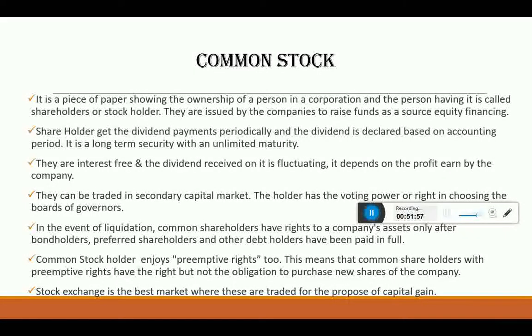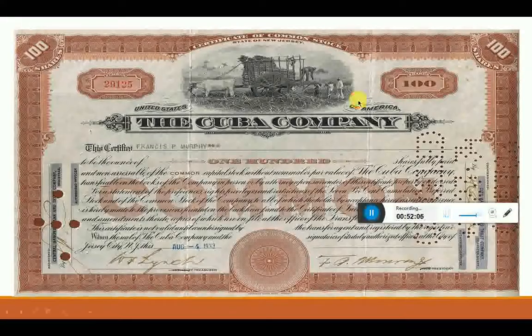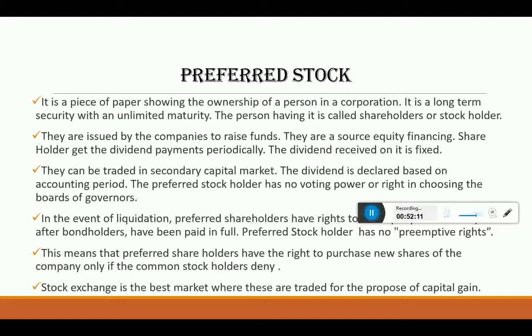So the best example of the common stock market is the stock exchange. Next, this is the specimen of the common stock. Now we have preferred stock. Preferred stock is the same as common stock. It's the same thing, but the only difference is that it has a fixed amount of dividend. The amount of dividend is fixed here. It's not fluctuating, right?